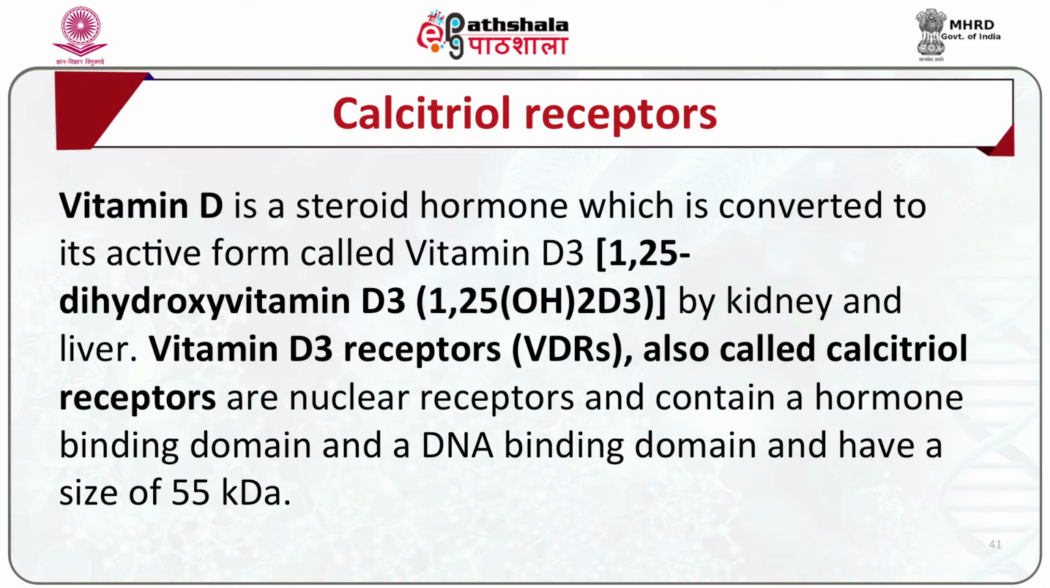Vitamin D is a steroid hormone which is converted to its active form called vitamin D3, that is 1,25 dihydroxy vitamin D3, by kidney and liver. Vitamin D3 receptors or VDRs, also called calcitriol receptors, are nuclear receptors and contain a hormone binding domain and a DNA binding domain and have a size of 55 kilodalton.